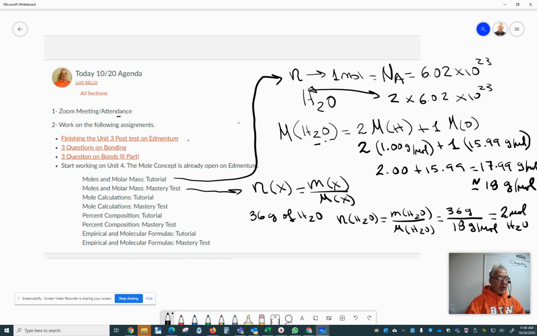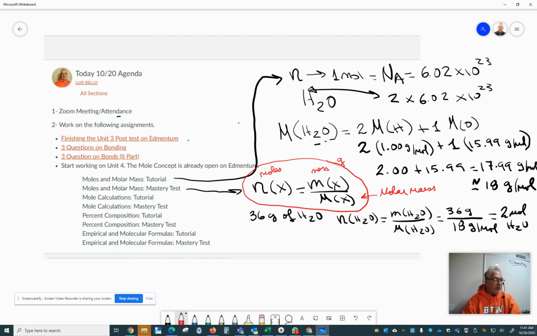Notice that I'm talking about 2 mole of water molecule, not 2 mole of hydrogen or 1 mole of oxygen, 2 mole of the whole molecule. Again, let me make a record. Please take note and write down this formula. This is mole. This is mass. We express mass in gram or kilogram, it depends. And this is the molar mass. Take note of this one because this is a very important formula.